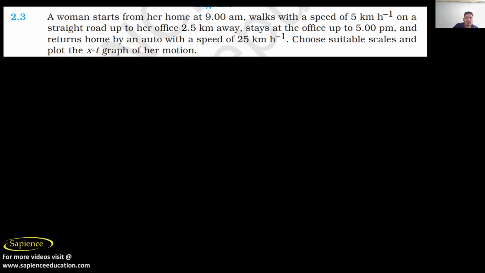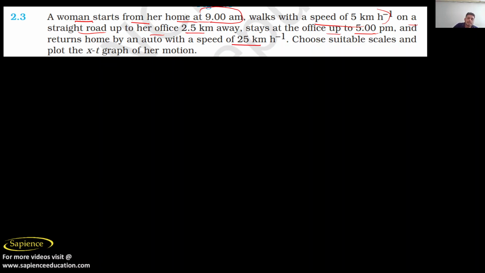So let us read the question once, what they are asking. A woman starts from her home at 9 a.m. and walks with the speed of 5 km per hour on a straight road up to her office 2.5 km, and stays at the office up to 5 p.m. and returns home by an auto with the speed of 25 km per hour. Choose a suitable scale and plot x and t graph for her motion.